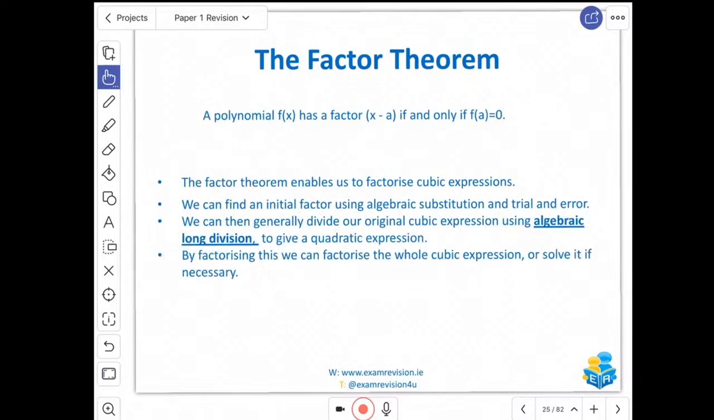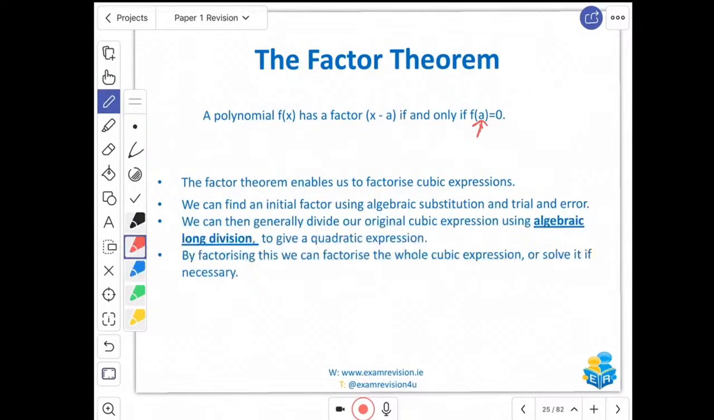So what we're saying is, with the factor theorem, a polynomial f(x) has a factor x minus a if and only if f(a) equals 0. Basically what that's saying is, if you can substitute something into a polynomial or a function, a could be the number 2, the number 1, the number minus 100, and you get the answer of 0 when you evaluate that function, that means that is a root, which therefore can be changed into a factor. That's all it means.